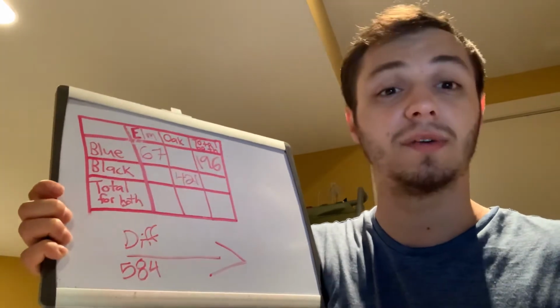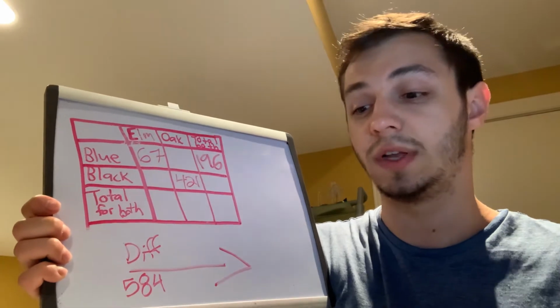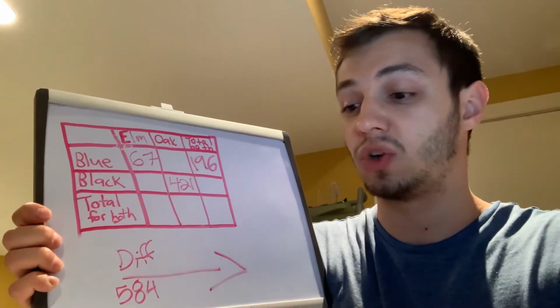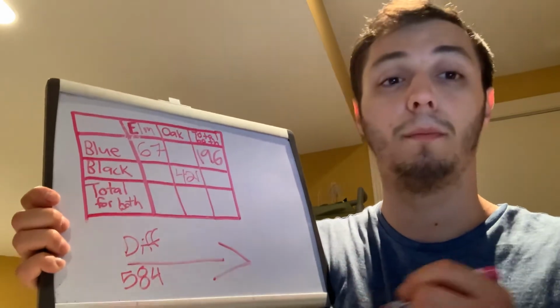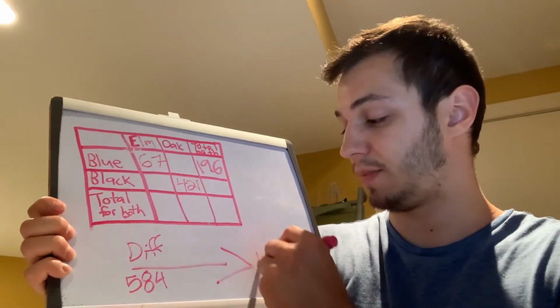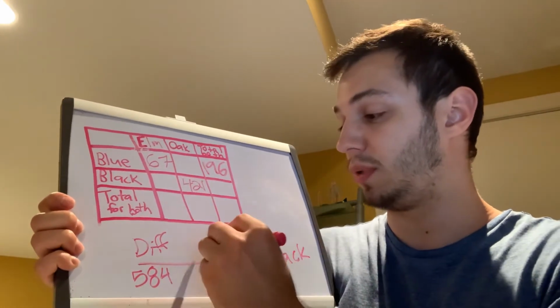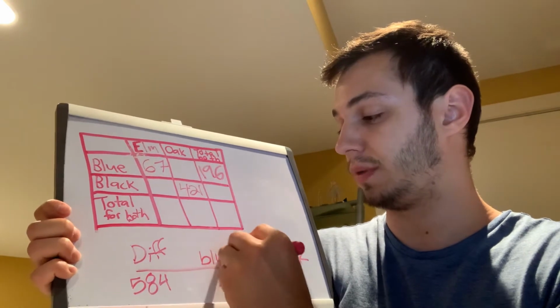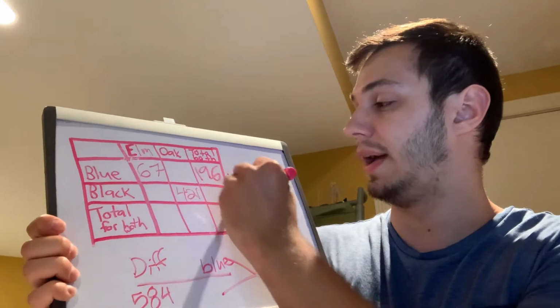Next, we have to figure out were there more blackbirds or were there more bluebirds. So let's look at fact 3 again. The total number of blackbirds was 584 more than the total number of bluebirds. So blackbirds will be our big number, and bluebirds will be our small number. So once again, we're going to be looking at this column and this column.